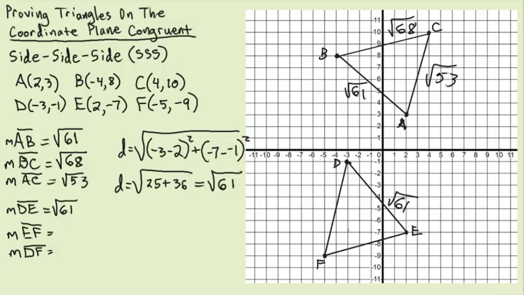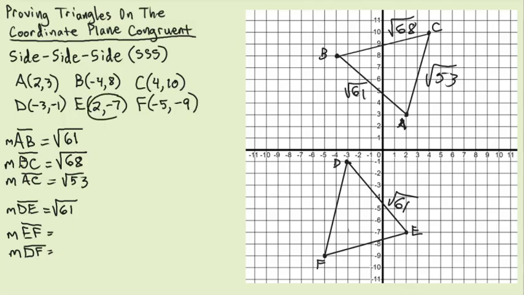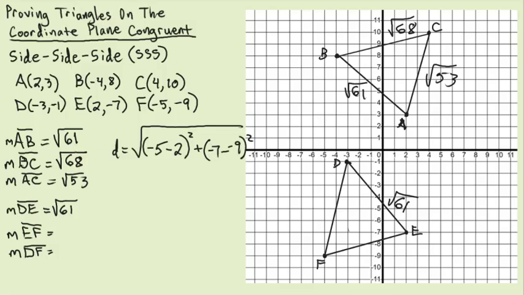Now let's try EF. All right, E and F are right here. We have 2, -7 and -5, -9. The x values are 2 and -5. So our distance is going to be the square root of, I'll do -5 minus 2. Remember, it's x minus x. Any x, -5 minus the other x, minus 2, squared, plus, then any y, we have -7 and -9. I'll do -7 minus -9 squared. Now remember, -7 minus -9 means plus 9, okay?